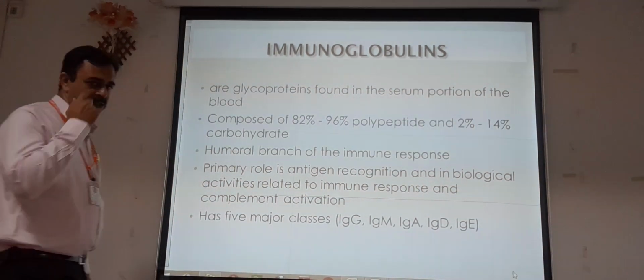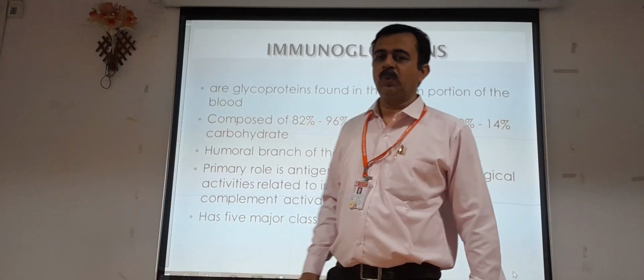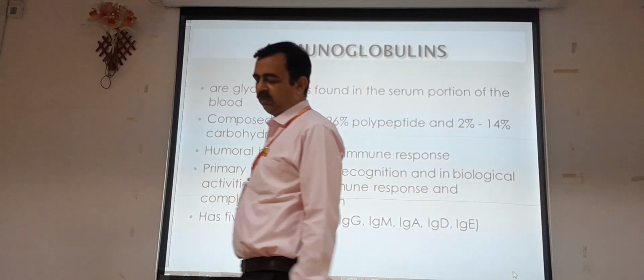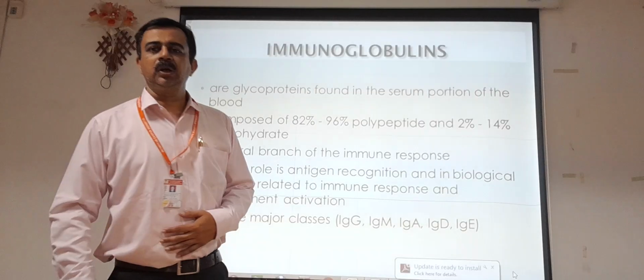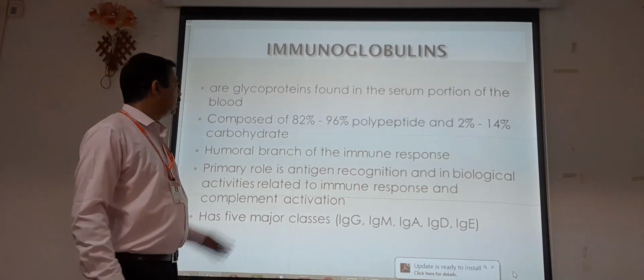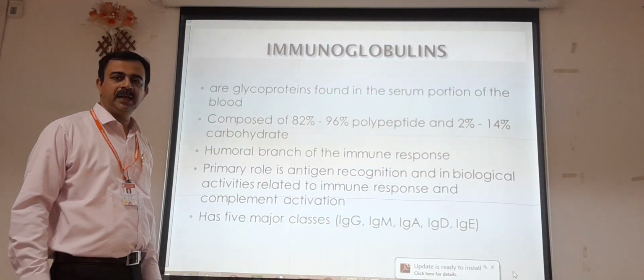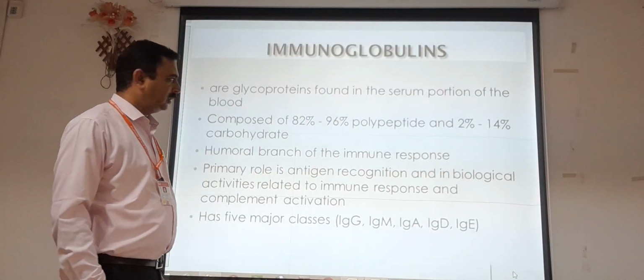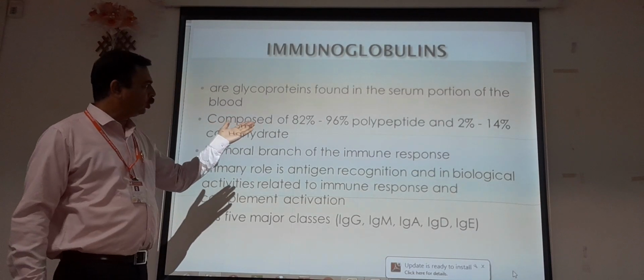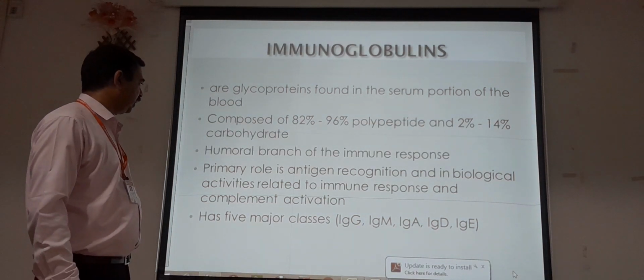Now immunoglobulins, so antibodies are also called immunoglobulins. Okay. So why are they called immunoglobulins? When we structurally see this part, at that time we will come to know why they are called immunoglobulins. So these are glycoproteins present in the serum portion of the blood. It's composed of 82 to 96% polypeptides and 2% to 14% carbohydrates.